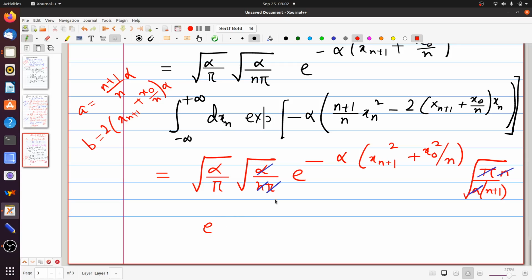And the Gaussian integral itself, b square by 4a, works out to be xn plus 1 plus x0 by n whole square. That's the b square. Of course, there's a 4 alpha square which you get also, but the 4 will cancel. You will be left with 1 alpha, but you will also have n by n plus 1. So all that remains is now to gather all the terms together and try to see whether we can put this Kn expression in the form of Kn minus 1 with only n substituted for n minus 1.